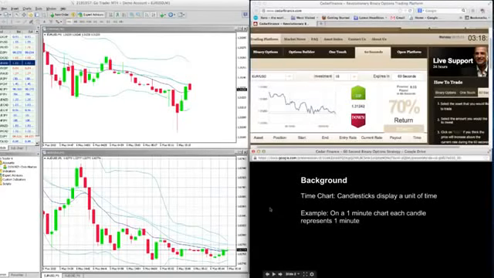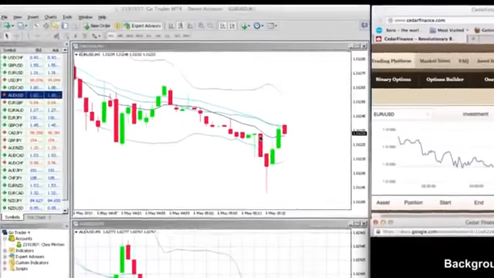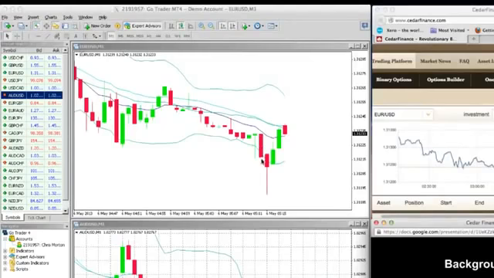A bit of background: you need to know the time chart. The candlesticks need to be displaying a unit of time, and in this particular one we're trading 60 seconds, so each candle on these time charts is representing 1 minute of time. The red being a bearish movement and the green being a bullish movement.